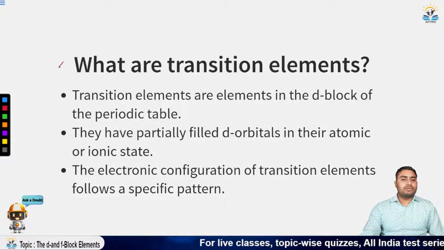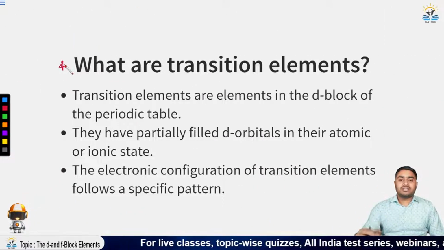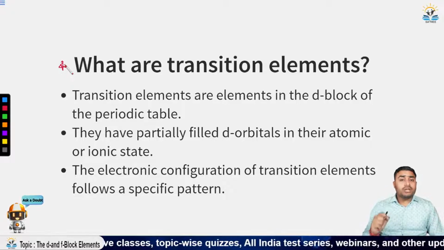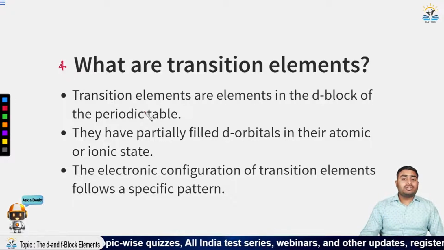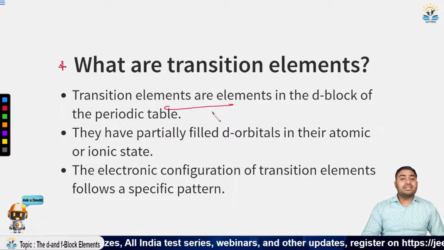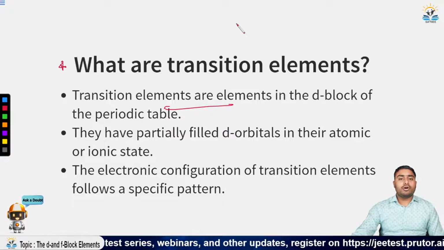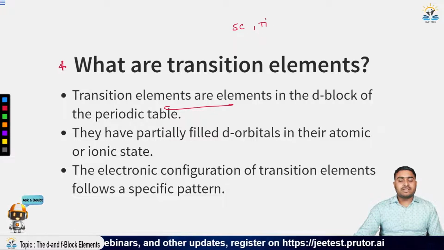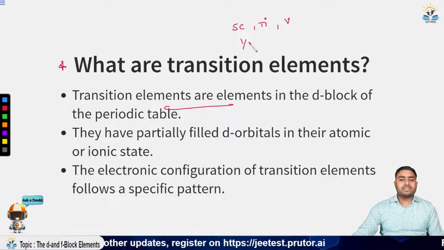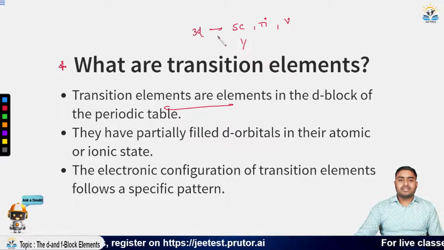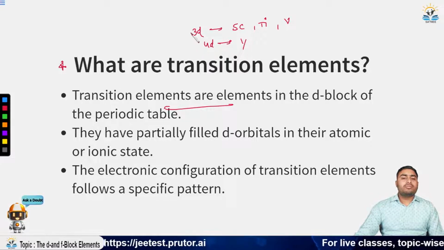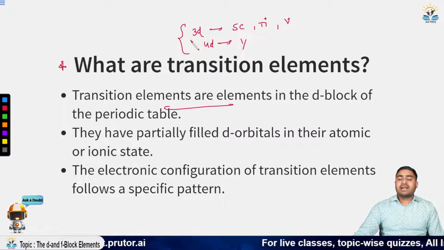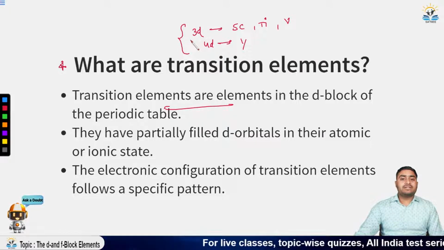You can see first of all the question is here: what are transition elements? Transition elements are the elements in the D block of the periodic table, right? In D block, scandium is present, titanium is present, vanadium is present, yttrium is present, right? This is in the 3d series, this is in the 4d series. So my point is, these are named as transition elements.